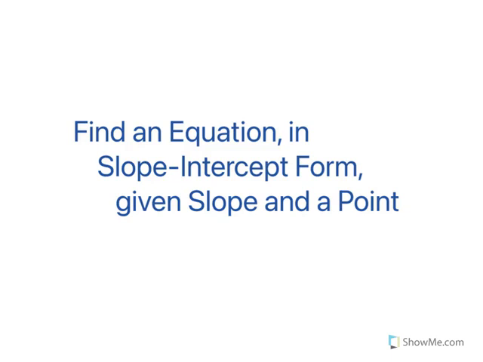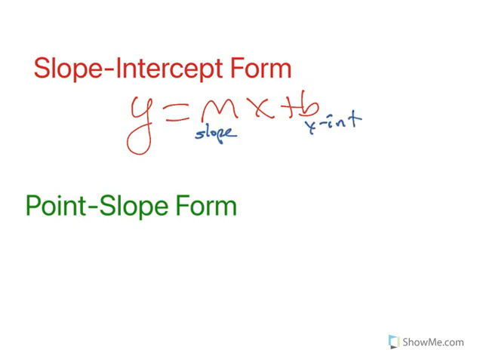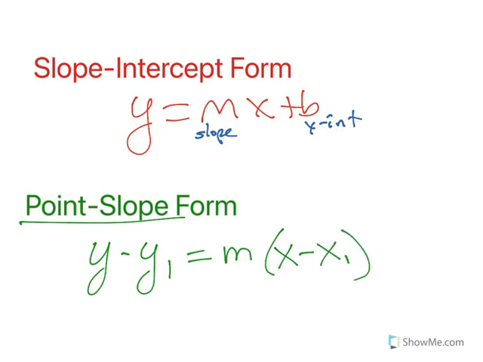Find an equation in slope-intercept form given the slope and a point. Our goal is to put this in slope-intercept form, which is y equals mx plus b, where m is the slope and b is the y-intercept. But if we are given a point and the slope, then we have to start in point-slope form and change it to slope-intercept form. Point-slope form is y minus y1 equals m times x minus x1, where m, again, is the slope, and x1, y1 is a given point.